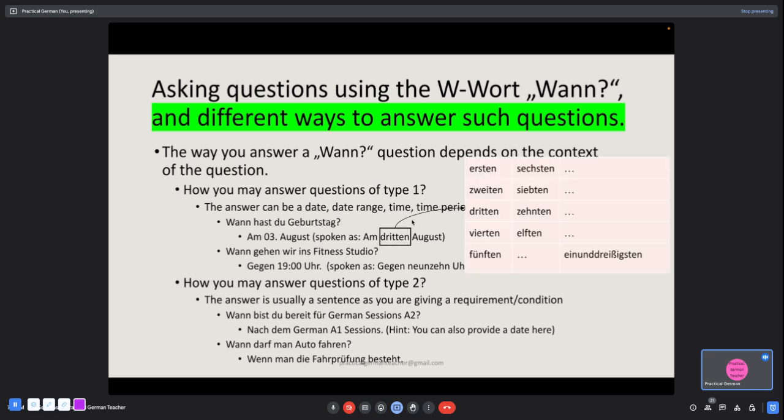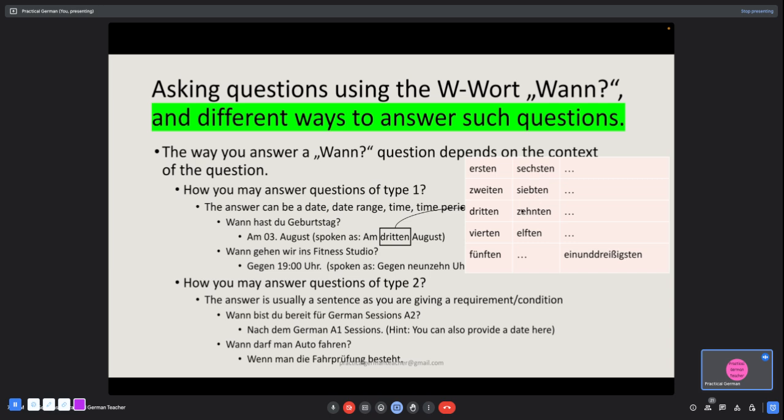So first of all, ignore why it is not dry, why it is there, and just understand. Whenever you're talking about a day, on this day, you will have to say am, and if you're mentioning that date, like calendar date, you will have to say like ersten, zweiten, dritten, vierten, fünften, sechsten. Just learn this. And to be honest, you don't have to learn all of them. The one thing that you should learn for sure is like when is your birthday.